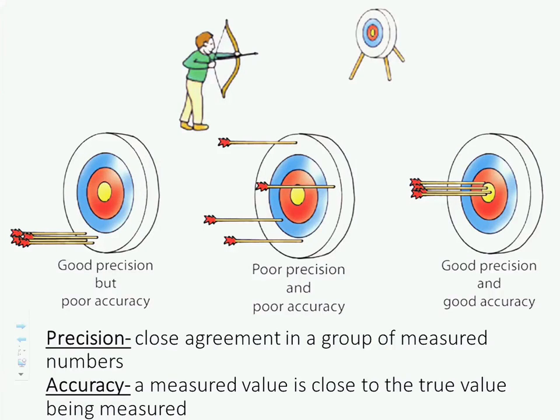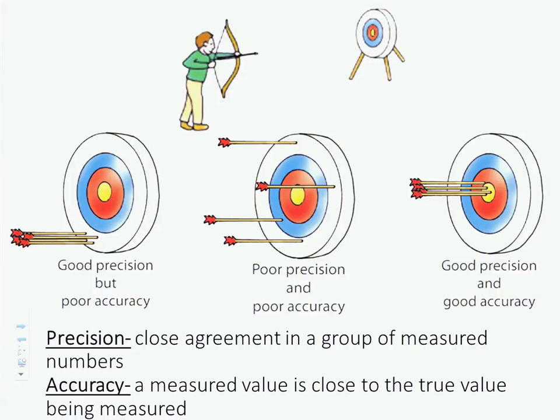Now let's look at the second target. You could say it has poor precision, and you can also say it has poor accuracy. All of the arrows are far apart from each other. They're just sporadically placed, so there's no good agreement amongst them about where they landed. And none of them hit the bullseye, so they're not very accurate either. So you can say that target has poor precision and poor accuracy. Then the last one, hey, look at that. All of the arrowheads are really close to the bullseye. There's only one that's actually in the red. The rest are all in the yellow. But they're all grouped close together. So you can say that they have good precision and good accuracy.